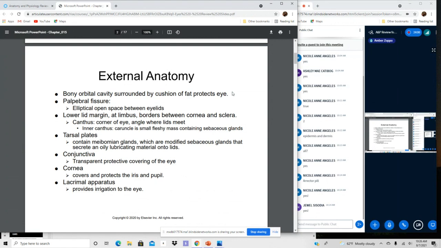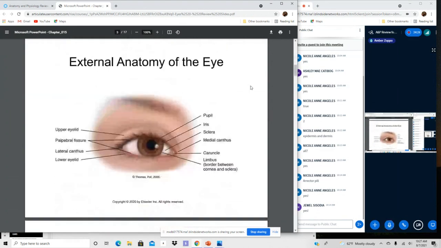The tarsal plates contain meibomian glands, which are modified sebaceous glands that secrete an oily, lubricating material onto the eyelids. The conjunctiva is a transparent, protective covering of the eye. The cornea covers and protects the iris and the pupil, and the lacrimal apparatus provides irrigation to the eye. Okay, so this is a picture of the eye. As you can see here, the upper eyelid, the lower eyelid, the lower canthus, the caruncle here, and the limbus, which is the border between the cornea and the sclera.